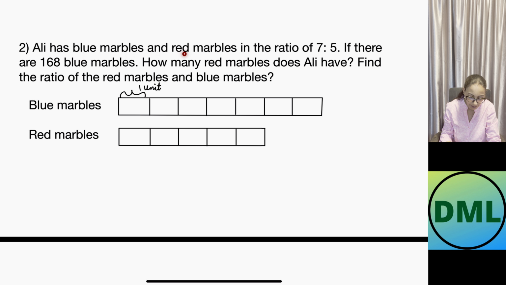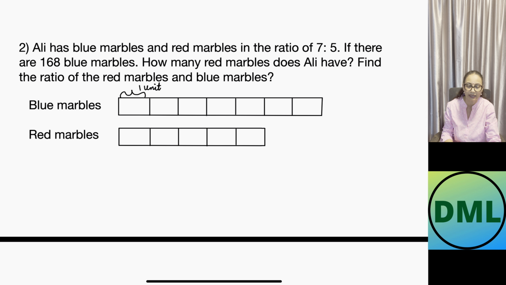Ali has blue marbles and red marbles in the ratio of 7:5. If there are 168 blue marbles, how many red marbles does Ali have? Find the ratio of the red marbles and blue marbles. They gave me the ratio of blue marbles and red marbles as 7:5. The meaning is that the blue marbles have 7 units and the red marbles have 5 units. Let's draw it here. Red marbles have 1, 2, 3, 4, 5 units. Blue marbles have 1, 2, 3, 4, 5, 6, 7 units.